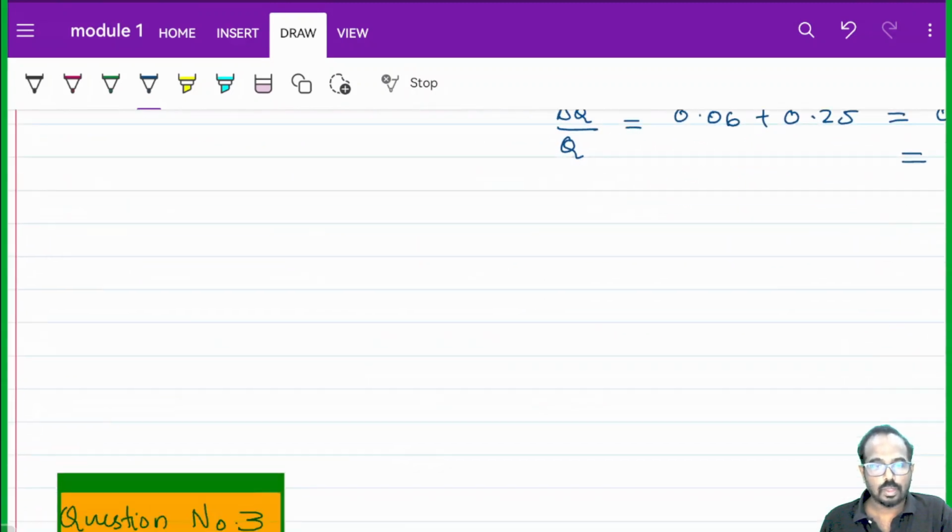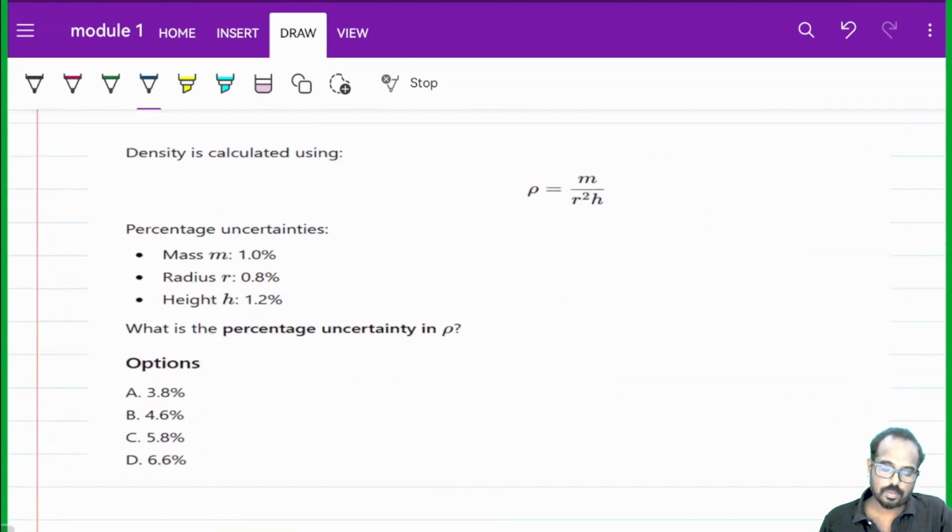Next, we will move on to the third question. This is the question. Take a screenshot, try to do it by yourself and check the answers. After that only you will watch the solution. The density is calculated using rho is equal to m by r squared h. The percentage uncertainties in m, r, h are given. What is the percentage uncertainty in the density?